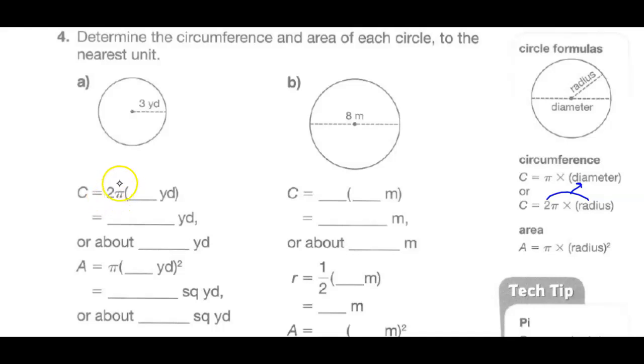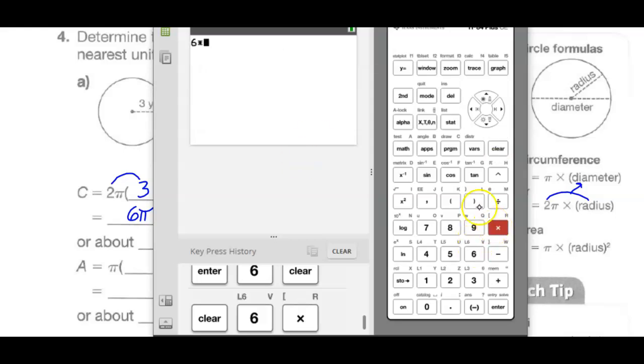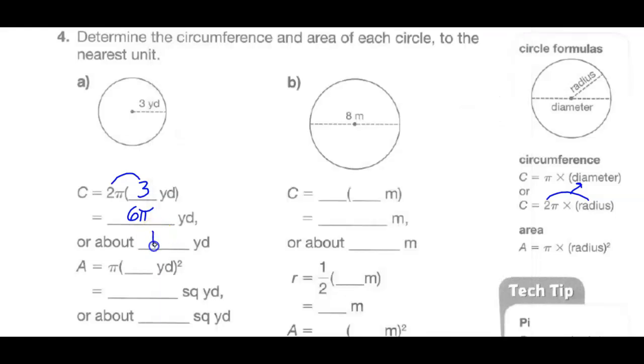Okay, so circumference is 2 pi times the radius, which is 3. And so that's 6 pi. So multiply those numbers, leave pi, but then multiply 6 and pi in your calculator. So 6 times, in my calculator, it's second exponent key. Okay, and then we'll round to 1 decimal place, 18.8. And it's just yards because it's just the length around it.